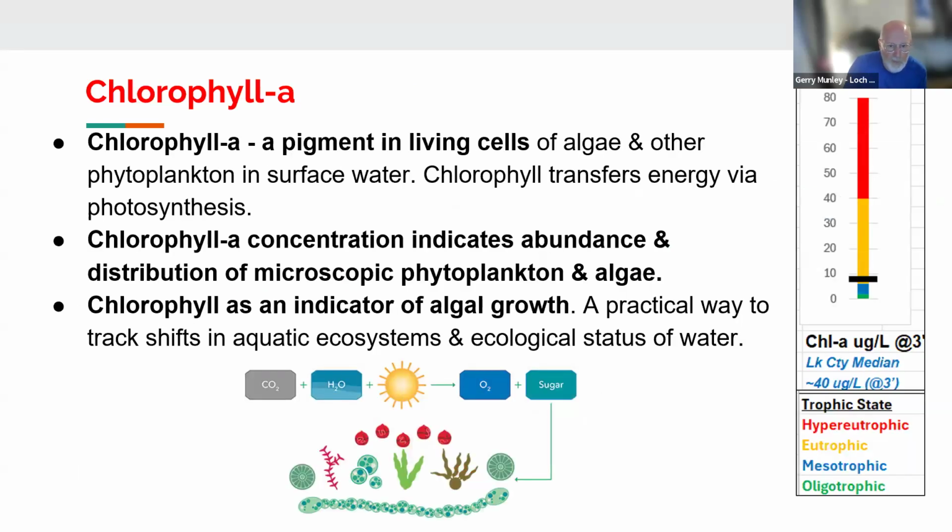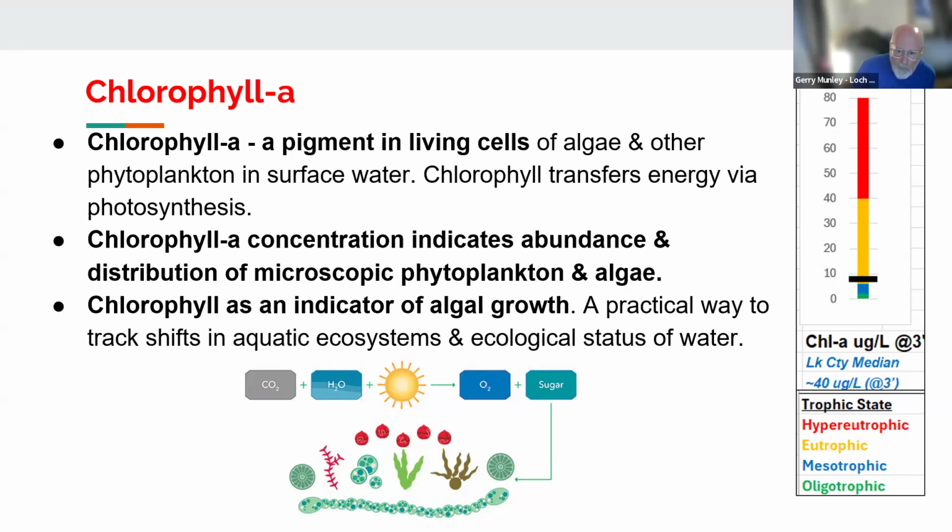Chlorophyll is obviously one of the significant measures that we measure for photosynthesis. Chlorophyll is an indicator. It indicates the amount of algae and phytoplankton that can be in your lake, and it indicates that algal growth.